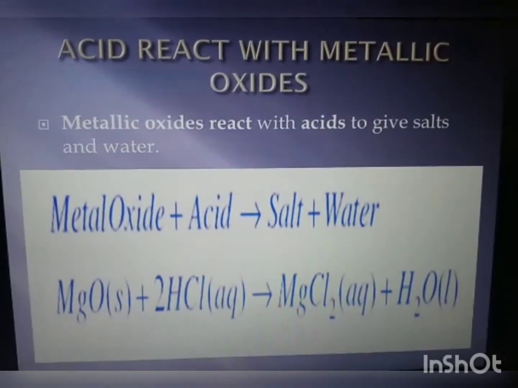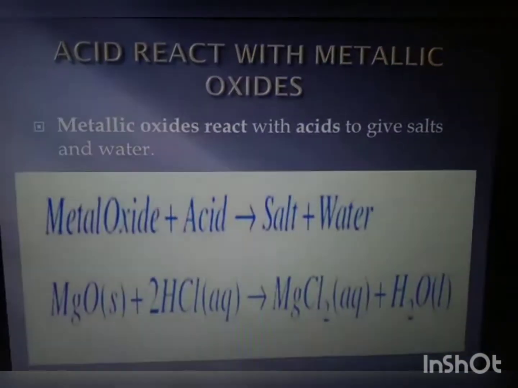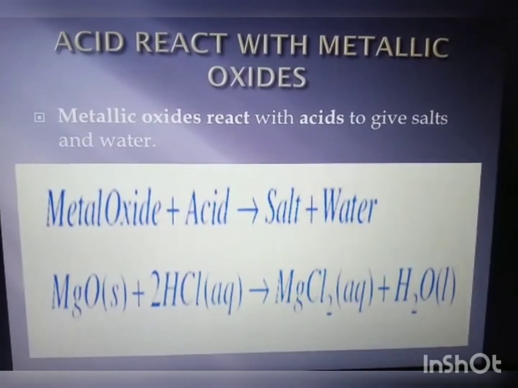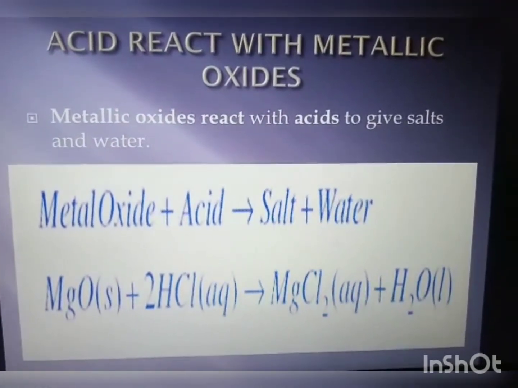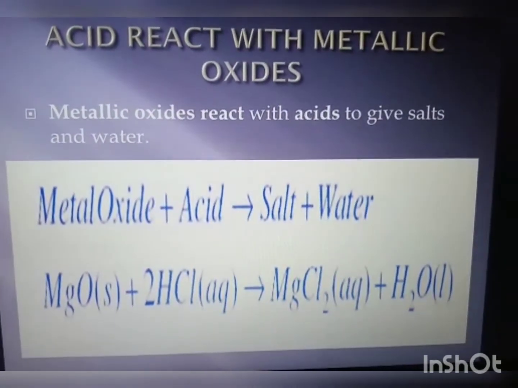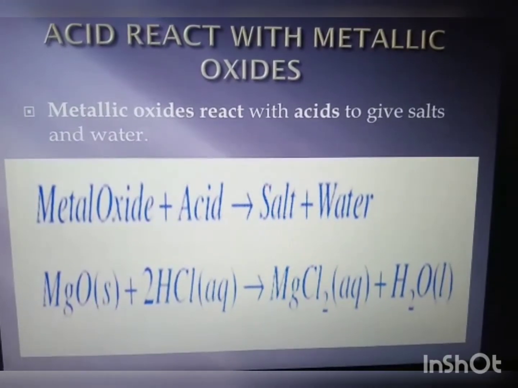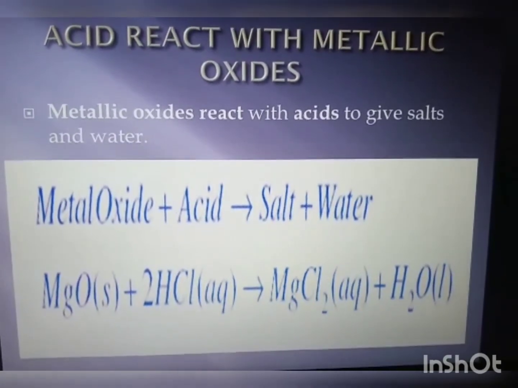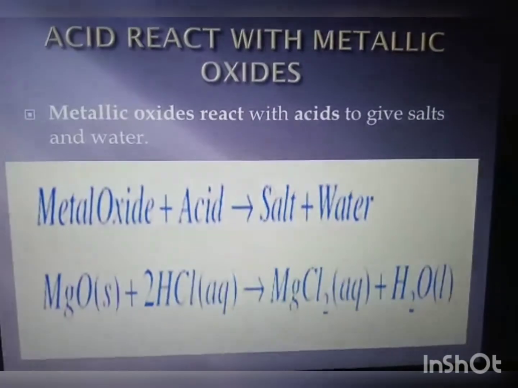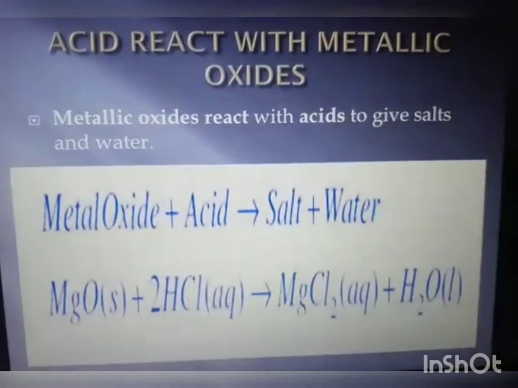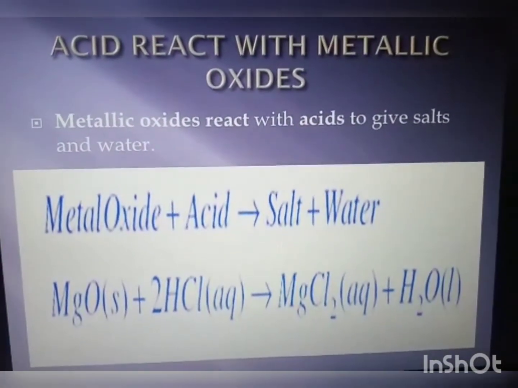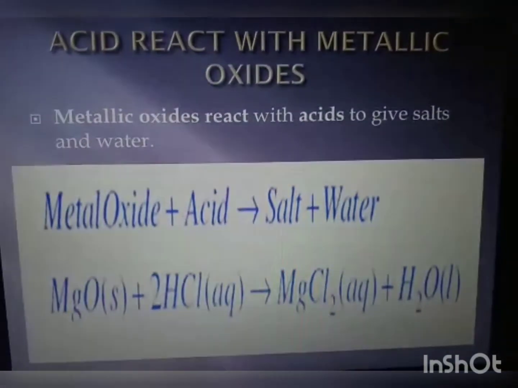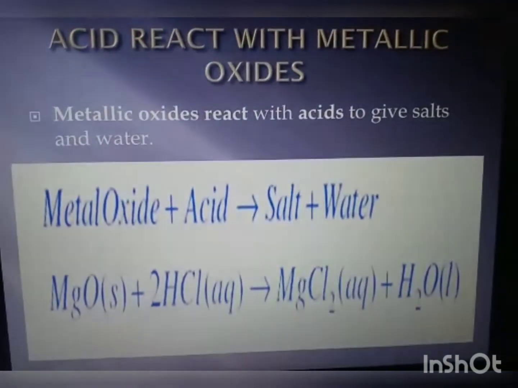I have taken one example, metallic oxide. We can take magnesium oxide. Magnesium oxide when reacts with an acid, that is HCl, you can also take H2SO4, then what will form? Salt and water. It means when reacting with HCl, it gives magnesium chloride, that is MgCl2, plus water. It's H2O.